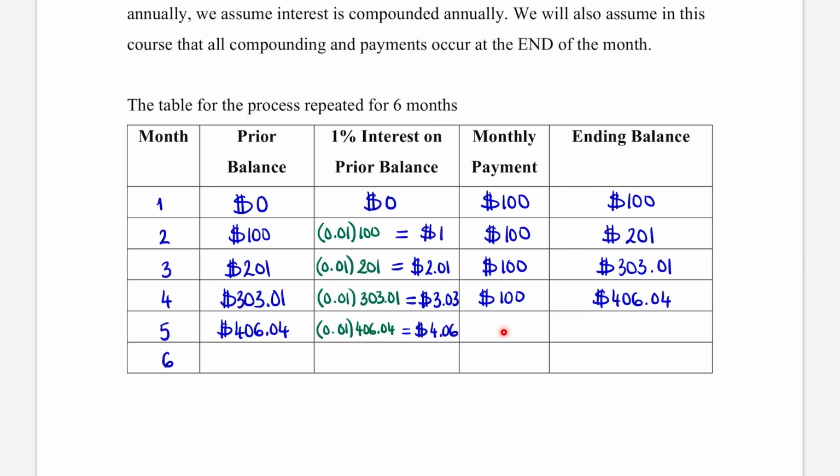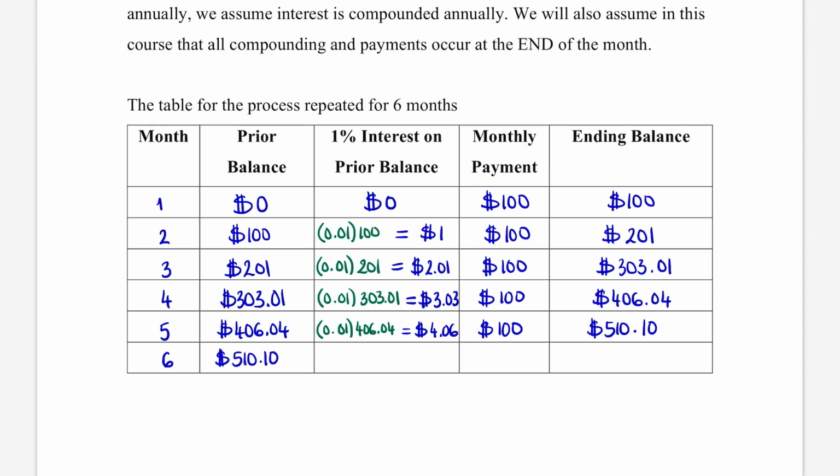At the end of the fifth month, I'll make a contribution of $100. And the balance that I have here is 406.04 plus 4.06 plus $100. That is $510.10. In the beginning of my sixth month, the prior balance was $510.10.